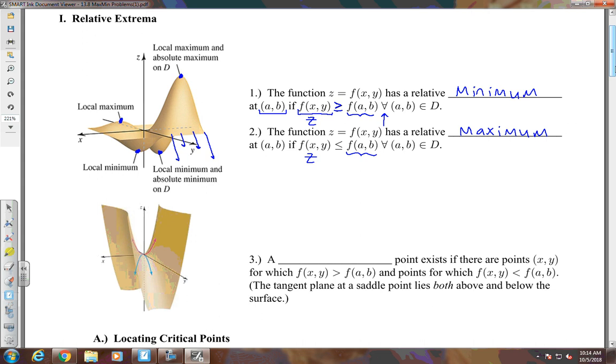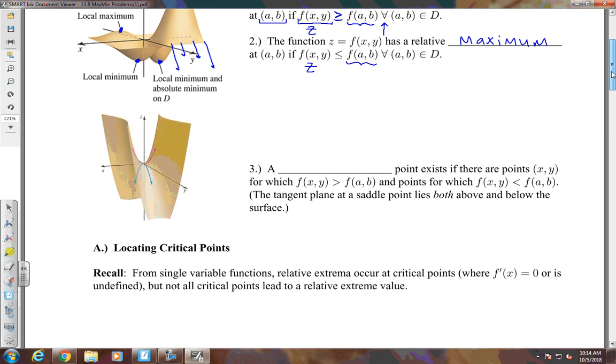So in layman's terms, a relative minimum is lower than most of the points around it. A relative maximum is higher than most of the points around it. If we want to get specific, an absolute maximum is the highest point on the graph, and an absolute minimum is the lowest point on the graph. Those should be familiar concepts because you learned them in the plane for Calculus 1.